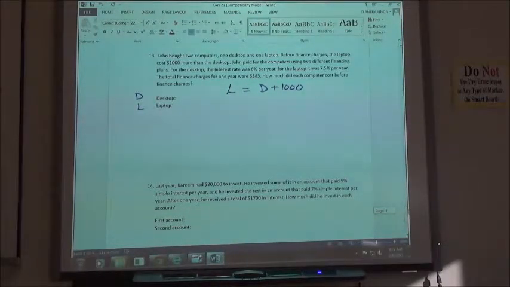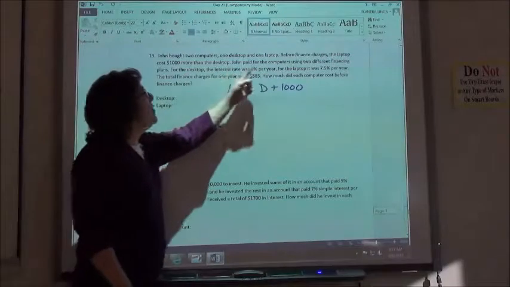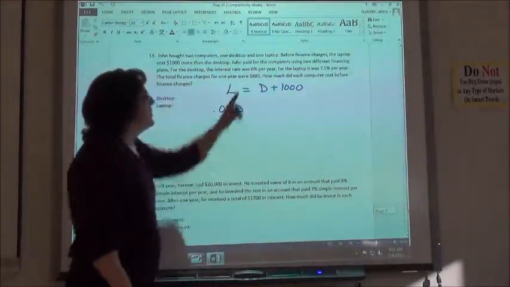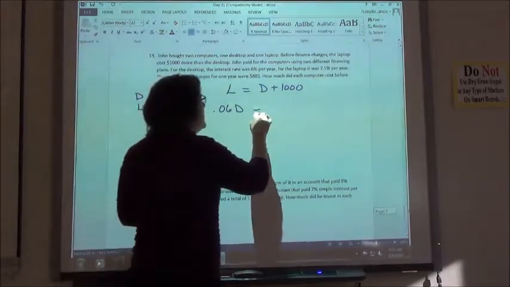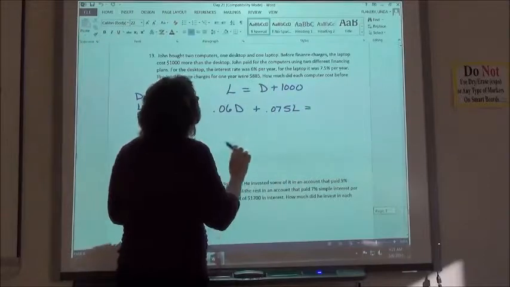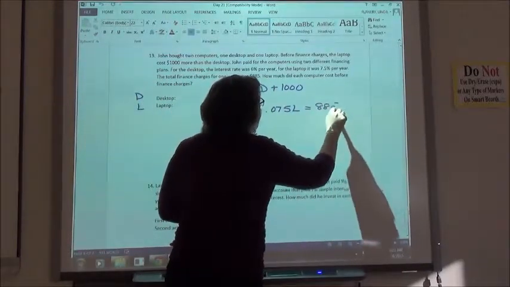Again, we have 2 different financing plans. For the desktop, it was 6%, so 0.06D. For the laptop, it's 7.5%, so plus 0.075L. Total finance charges, $885.